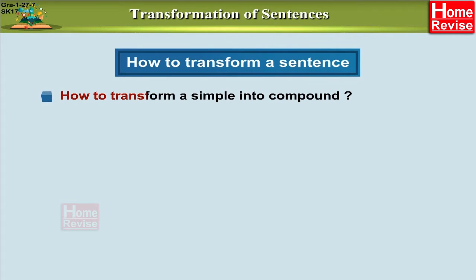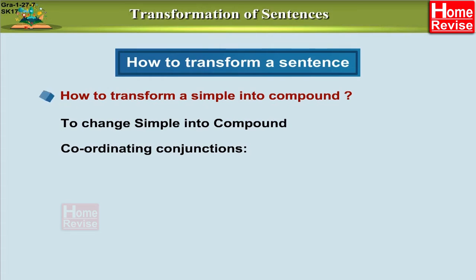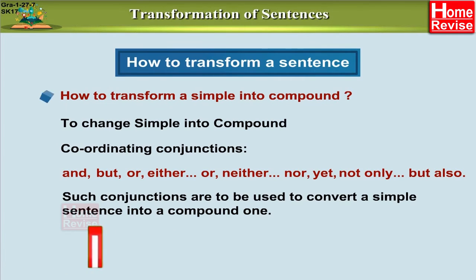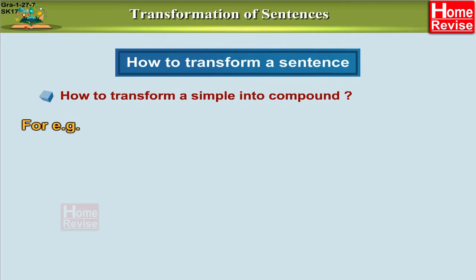Let's understand how to convert a simple sentence into a compound one. Well, in order to change a simple sentence into a compound sentence, we need to use certain conjunctions, which are called coordinating conjunctions. So, conjunctions like and, but, or, either or, neither nor, yet, not only, but also. Such conjunctions are to be used in order to convert a simple sentence into a compound one. Let's understand it better with an example.